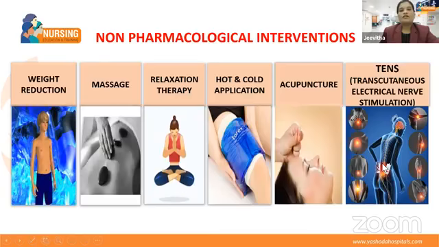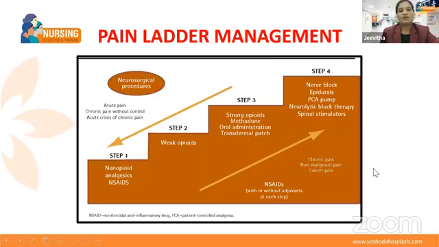Whenever you use pharmacological medications, this is the pain ladder technique as per the WHO. As I mentioned, the pain score is out of 10, divided into mild, moderate, and severe. In that way only, we have to maintain the treatment as well. If the patient is in mild pain, first you have to go for NSAIDs. NSAIDs are non-steroidal anti-inflammatory drugs.